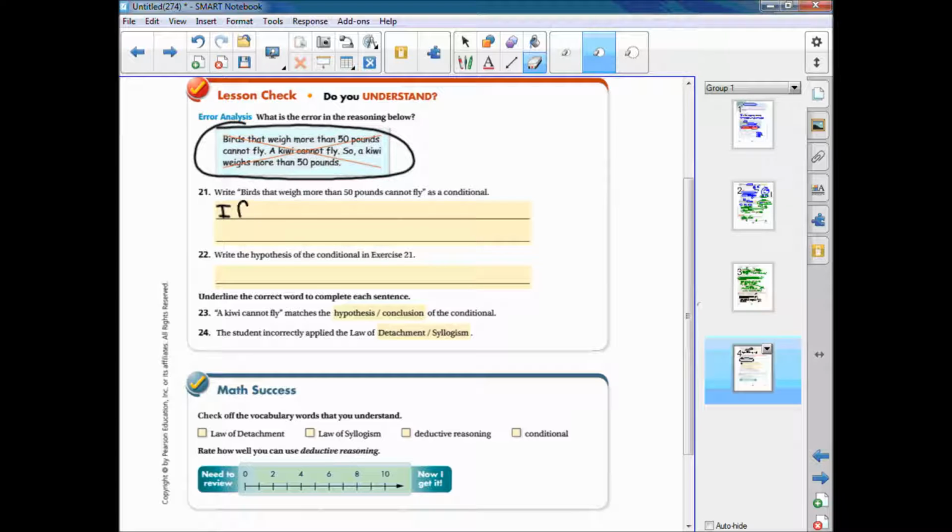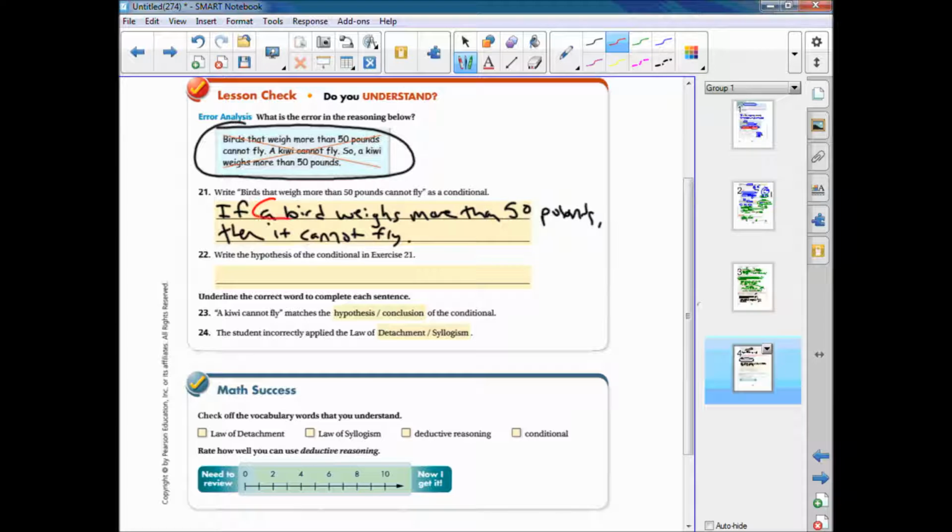So this should be: if a bird weighs more than 50 pounds, then it cannot fly. All right, so I'm going to circle my hypothesis. A bird weighs more than 50 pounds. And then I'll circle my conclusion in blue. It cannot fly. Now, write the hypothesis of the conditional in exercise 21. So our hypothesis was the red one. A bird weighs more than 50 pounds.